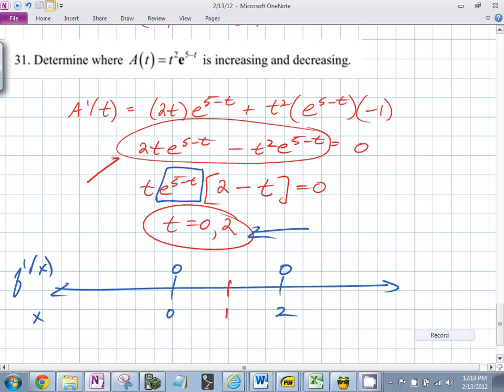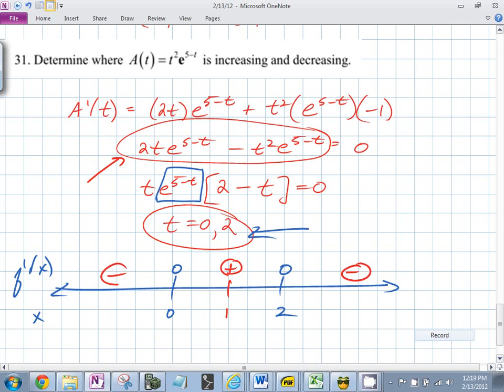Plug in 1 into that. You get 2e to the 4th minus e to the 4th. Is that going to be positive or negative? Yeah, 2 apples minus 1 apple is 1 apple, which is going to be positive. Now let's plug in, I don't know, 5 over here. 10 of something minus 25 of something is going to be negative. Let's plug in something negative over here: negative 25 minus 25 of something is going to be negative.